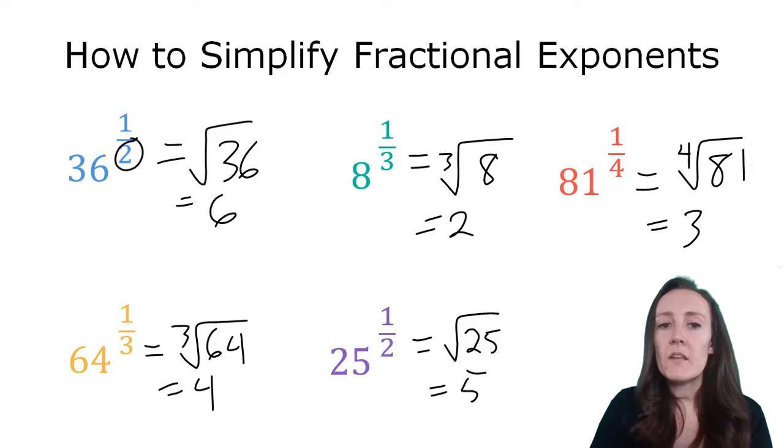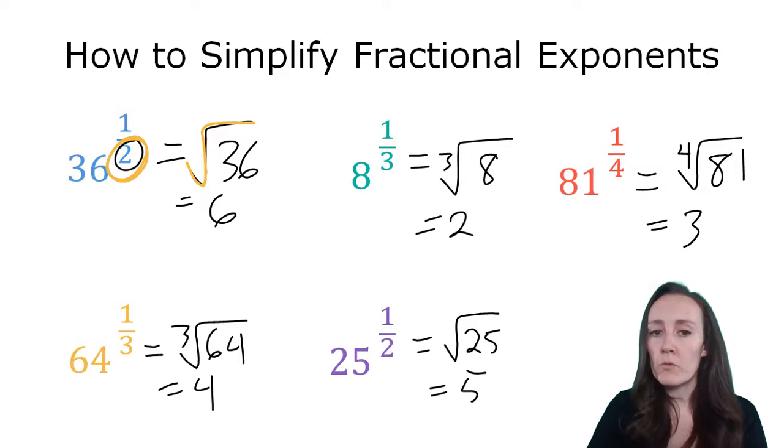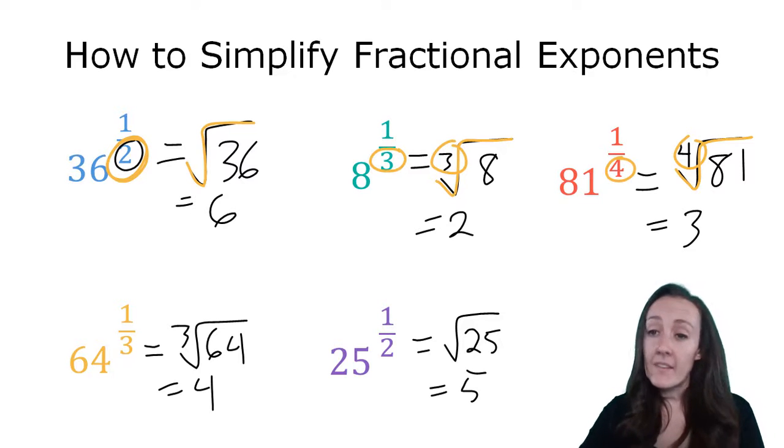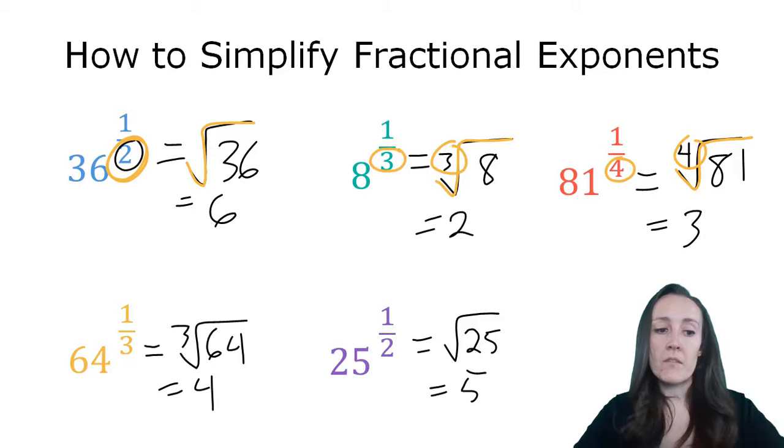So the basic idea here is that the denominator of the fraction tells you what type of root there is. If you have a 2, it's a square root. If you have a 3, it's a cube root. If you have a 4, it's a fourth root. And that's how you simplify fractional exponents.